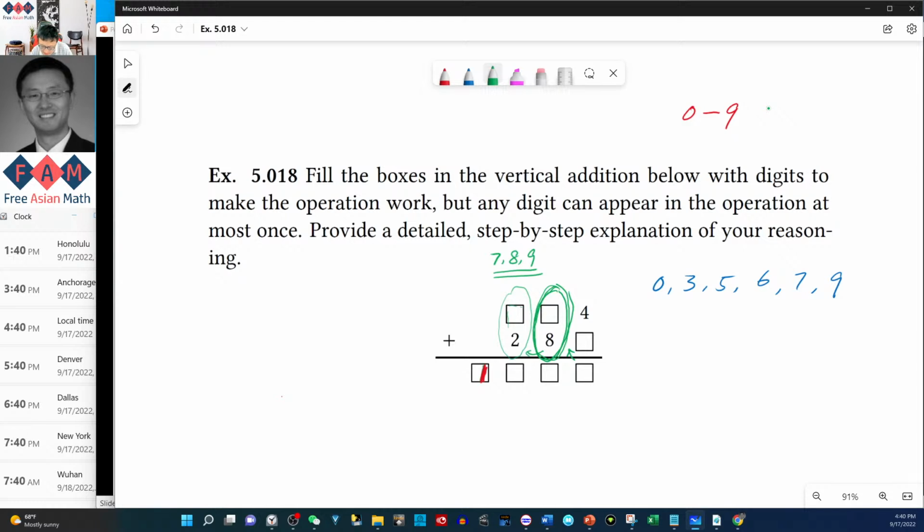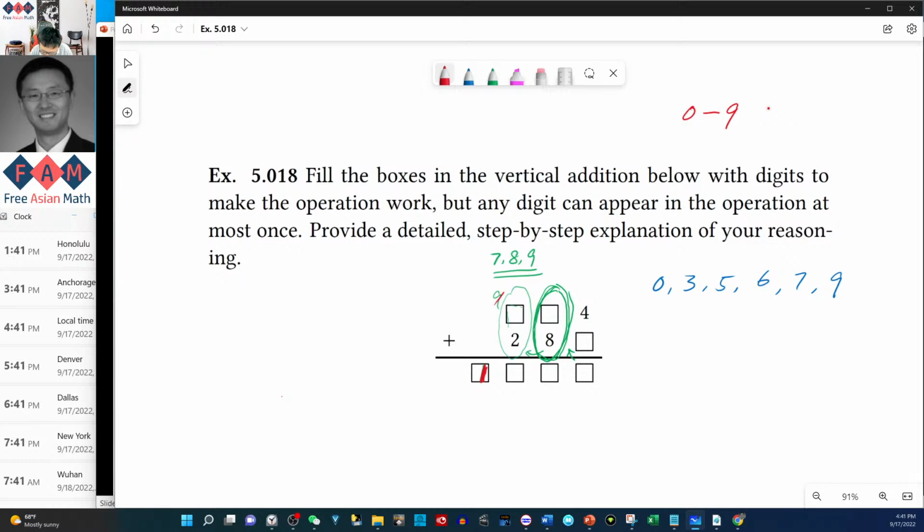So can this be 9? Well, if this is 9, what could be this digit? We don't know whether there's a carrying from the previous digit or not, but why don't we consider both cases? If there's no carrying from the hundreds place, 9 plus 2 would be 11. That means that this box has to be 1, but that's not allowed because we have already used 1 in the thousands place. So this cannot be 9 if there's no carrying.